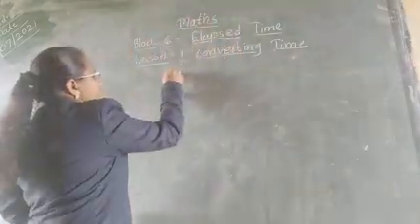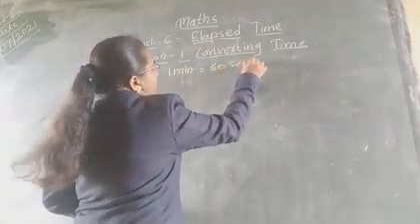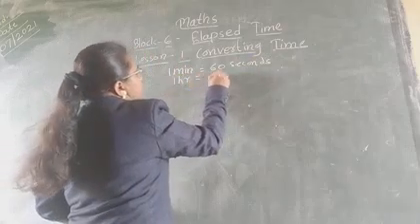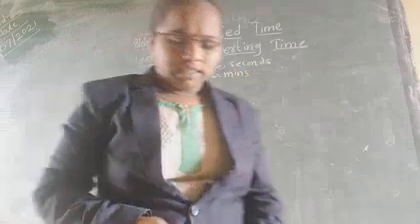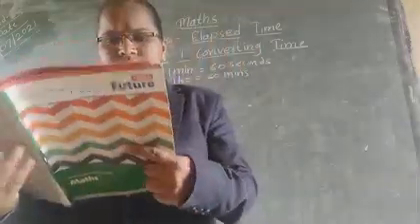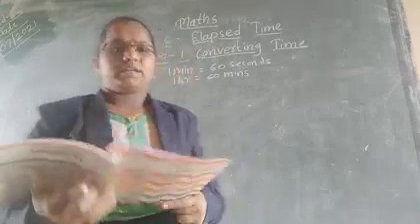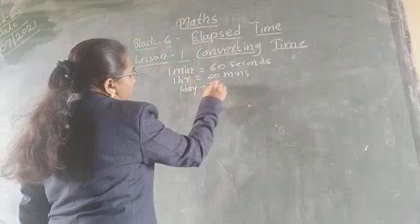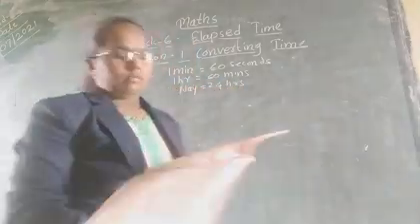Duration of time can be measured in seconds, minutes, hours, days, weeks, months, years and so on. We know that 1 minute is equal to 60 seconds, 1 hour is equal to 60 minutes, and 1 day is equal to 24 hours. हे लर्न करायचं म्हणजे लक्षात राहतं. 1 day is equal to 24 hours.